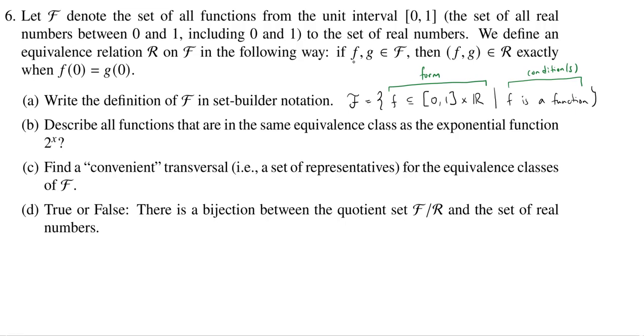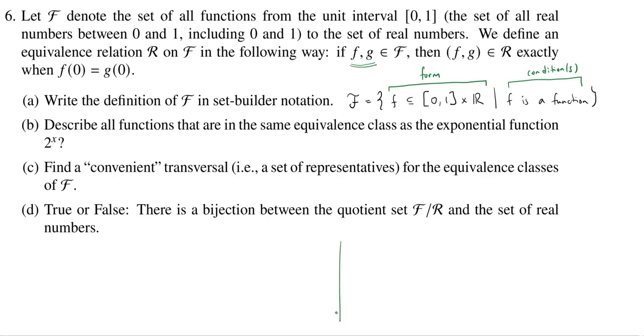So if you have two of these functions from the unit interval to the real numbers, so f comma g in the set F, then the pair f comma g is in the relation exactly when they have the same value at 0, or maybe you could say the same y-intercept. So we have two functions, and remember, they're going from [0, 1] to the real numbers. So basically 0 is the starting input. So we're basically saying, do they start at the same place?